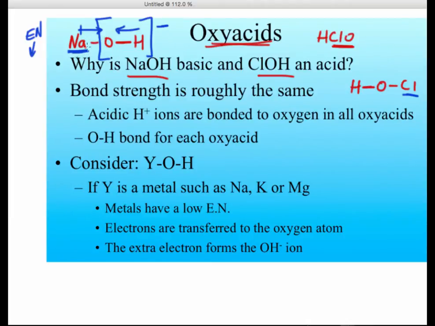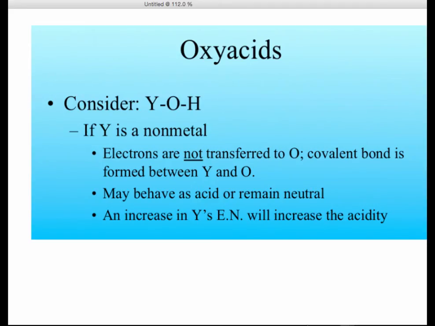Why? Because the sodium, the metal, is not very good at pulling the electrons. So what it does is it creates that Na+, which pops off, and that OH minus, which also breaks off, and you get your basic substance, or your basic solution. The reason this is a base is that the sodium ion is very bad at pulling electrons.